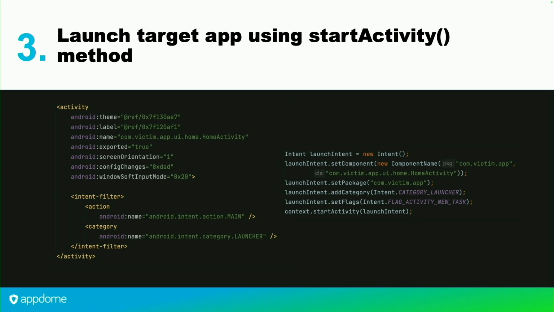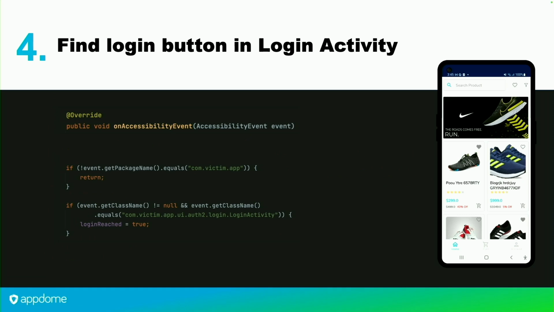Okay, so now we're going to start launching the victim app using the accessibility service. So we're going to have a launch intent with the victim app package name, the class, the activity that is going to be launched on launch. Set the package, and we're going to just start the activity. Now we have the application running.